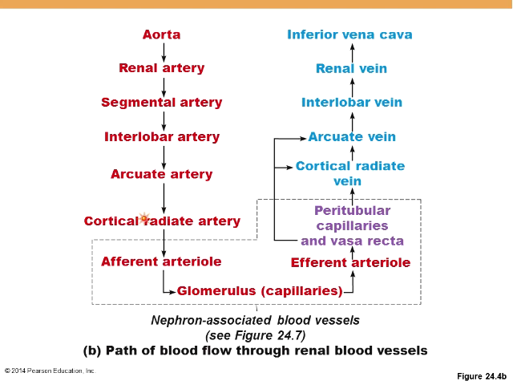That becomes the afferent arteriole, which will feed the glomerulus. That's where the filtering occurs, glomerular capillaries. That then leaves, becomes the efferent arterioles. They become the peritubular capillaries. Vasa recta, I'll explain that later. The cortical radial vein, arcuate vein, interlobar vein, renal vein, and finally the inferior vena cava. So that's really the path for the blood supply through the kidneys proper.